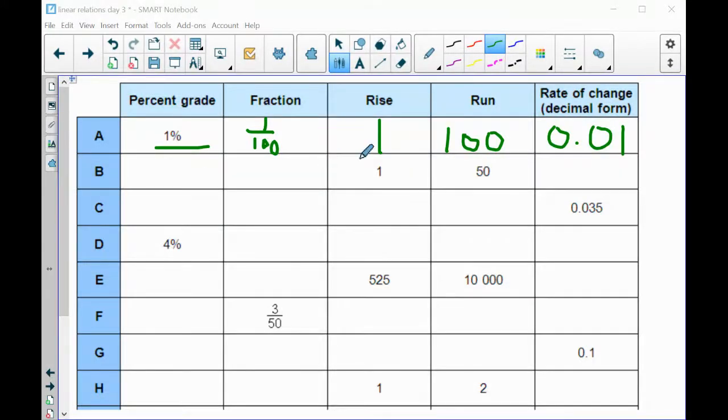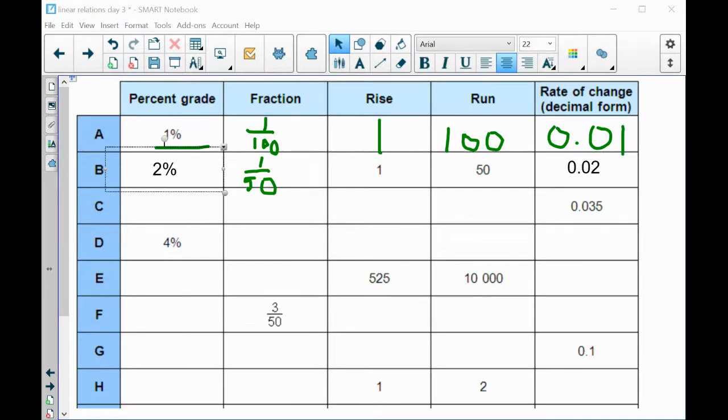So when we have a rise of 1 and a run of 50, that gives us a fraction of 1 over 50. So if we turn that fraction into a decimal, it's 0.02. And then, of course, to change a decimal to a percent, we take our decimal and we multiply it by 100. So in this next one, this time we're given a rate of change in decimal form.